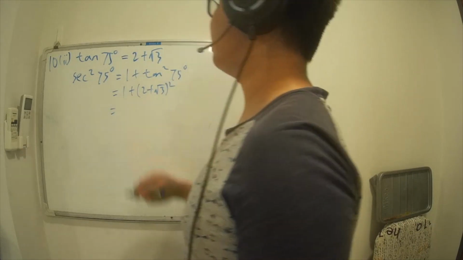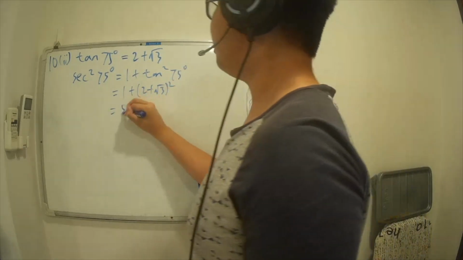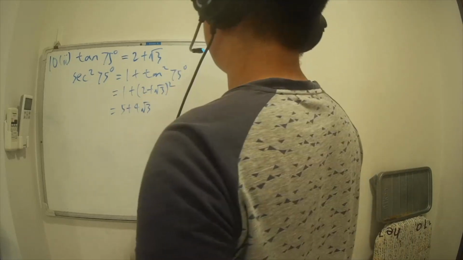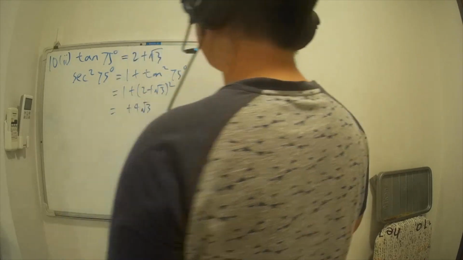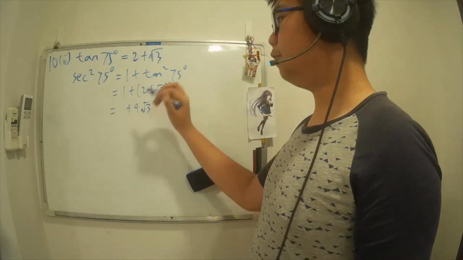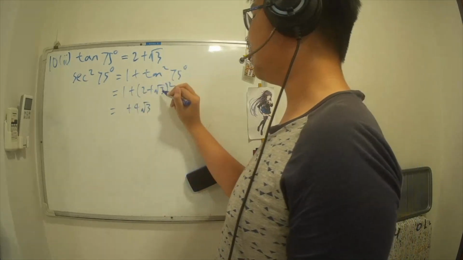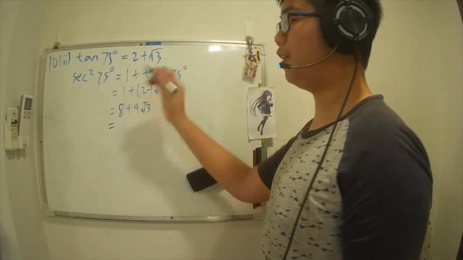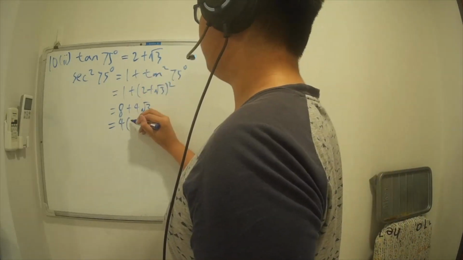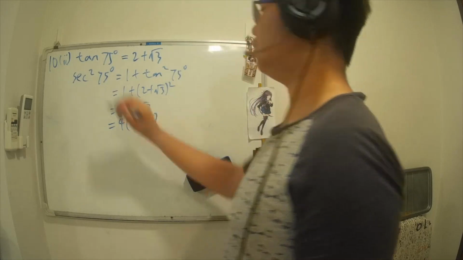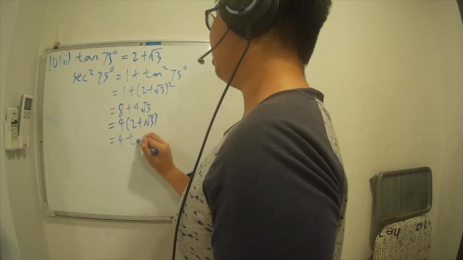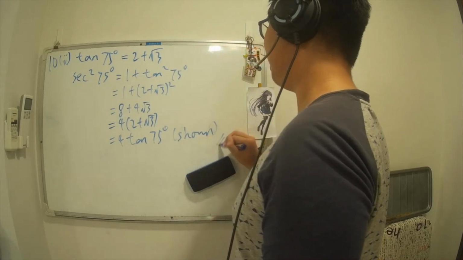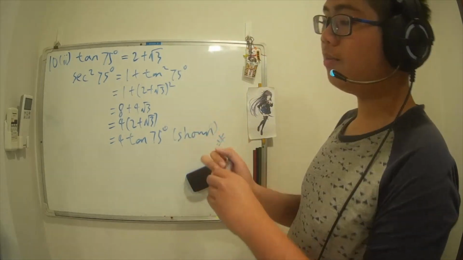Okay, then this is equal to 5 plus 4 square root 3. Then this thing is 3, right? So sorry, this should be 1 plus 4, 5, then plus 3. 8 plus 4 square root 3. And we can see that we can actually factor out 4 here. 4 times 2 plus square root 3. And based on this, we know that this is 4 tangent 75 degrees. So basically, we need to show the first part to be able to do the second part. Alright?